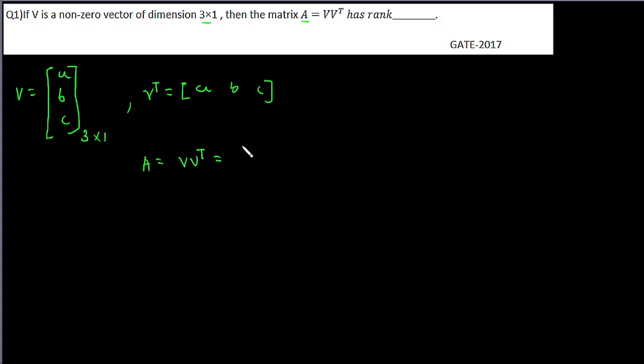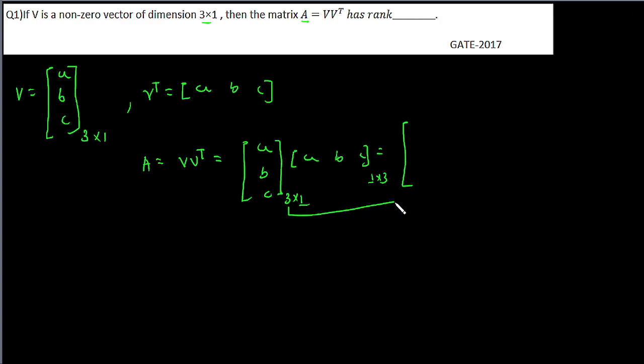And now we have to find the matrix A, which is defined as V into V transpose. So we have vector V as A, B, and C, and let's write the transpose here, A, B, and C. Now let's do the multiplication and find the resultant matrix. Here it is 3 cross 1, here it is 1 cross 3. So in the output, after multiplication, we are getting a 3 cross 3 matrix.